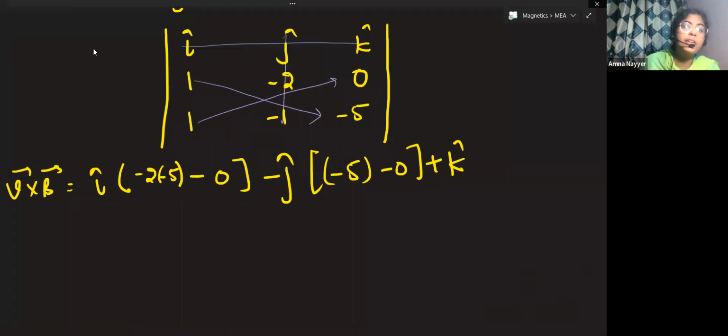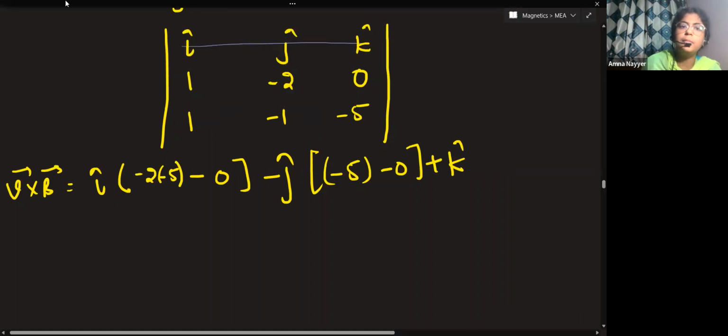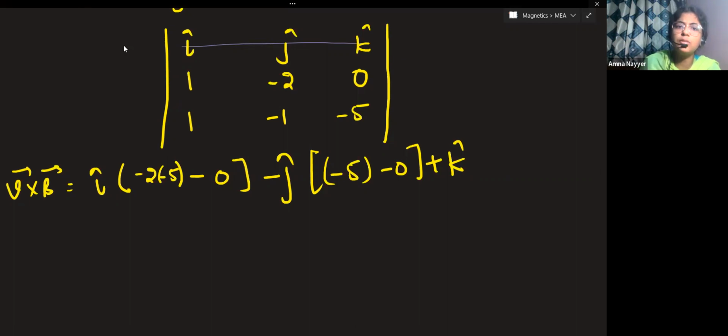Anyone who is having difficulties in this cross product, ask me. I'll repeat the basics, or you can even join the basic classes for it. We can have a class on this. But I think many of you must be knowing this.